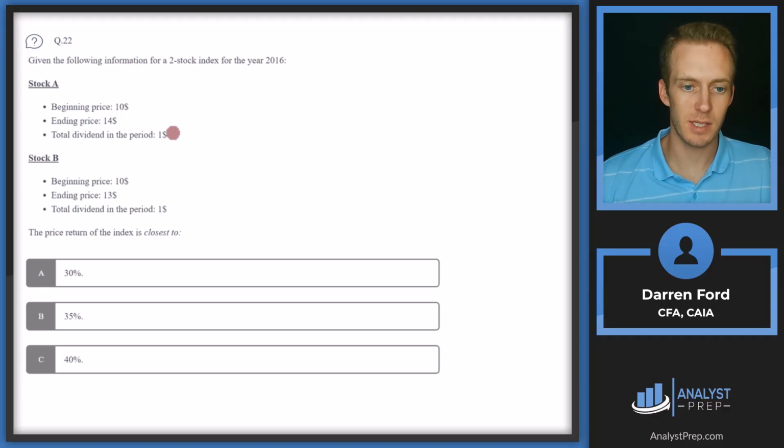Question 22. Given the following information for a two-stock index for the year 2016, we've got stock A, beginning price, ending price, and dividends during the period, and then the same information for stock B. The price return of the index is closest to 30%, 35%, or 40%.